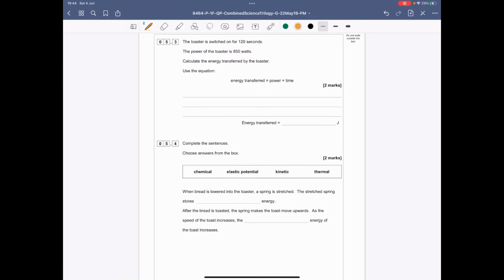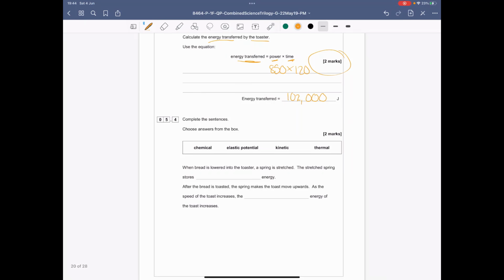A toaster is switched on for 120 seconds. The power of the toaster is 850 watts. Calculate the energy transferred by the toaster. It's only 2 marks, so again, don't overthink it. It's asking you for energy transferred, power times time. Your power is 850. Your time, they've given it to you in seconds, is 120. So 850 times by 120 is 102,000 joules. That's an easy 2 marks.